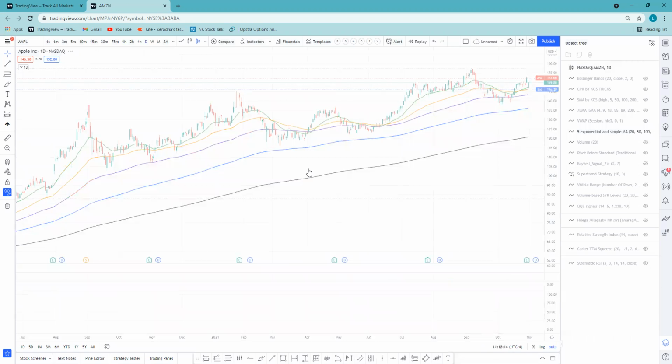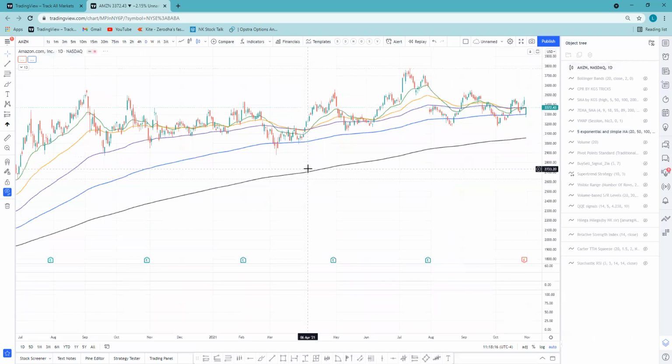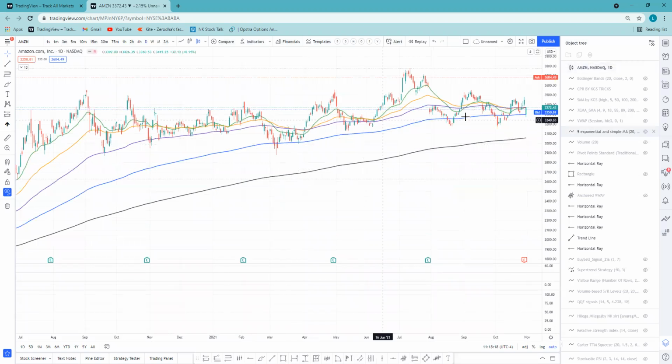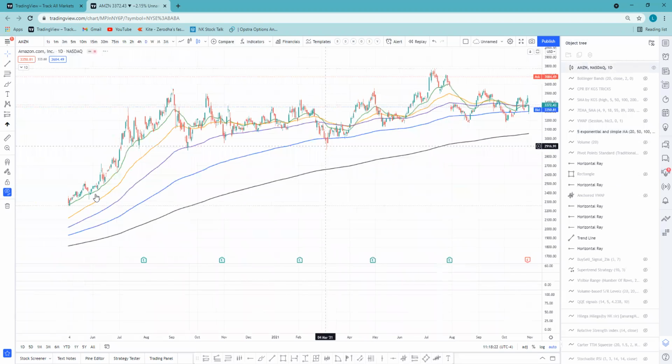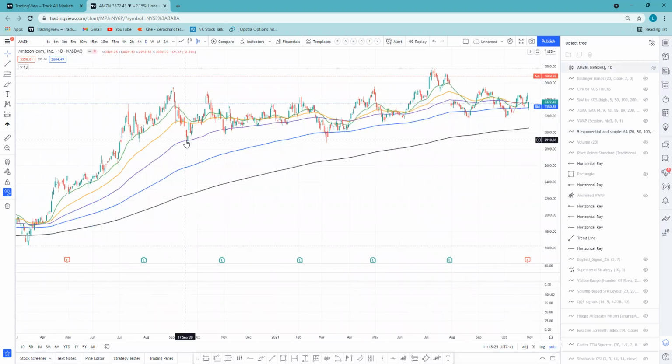Let's see what it follows. If you see here, Amazon follows the 200 mostly. It follows the 100. When the 100 breaks, it comes down to the 200, takes the support, and moves up. It comes close to the 200, takes support, and moves up. So this is Amazon.